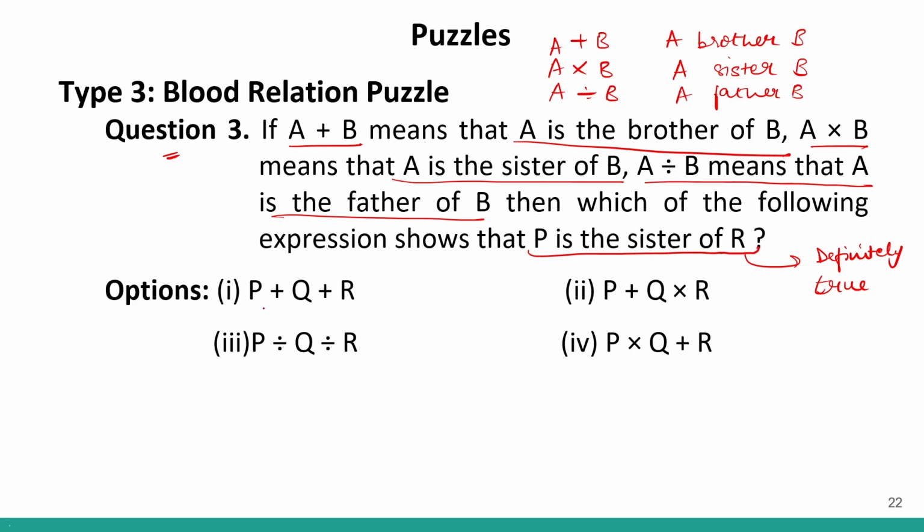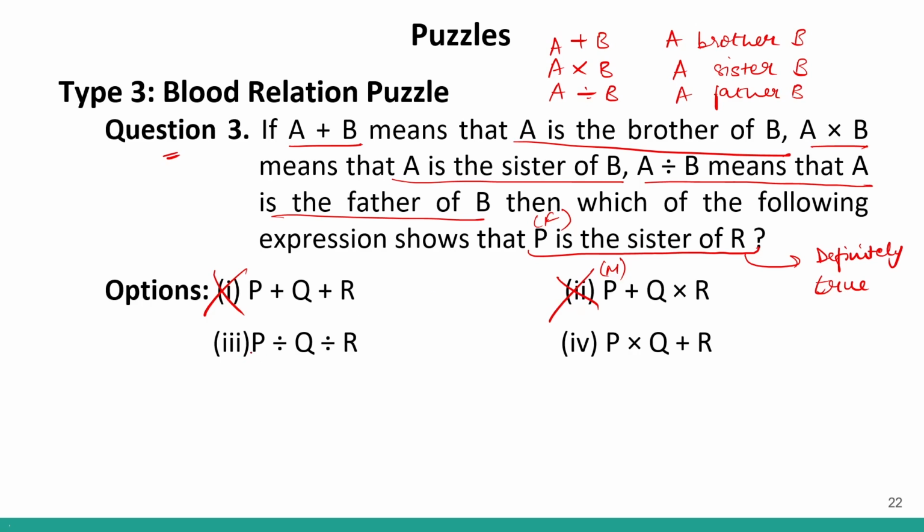Let us start with option number 1. P plus Q means P is the brother of Q. So P will be male. In the expression, P is the sister, so P must be female. In this we get P is male, therefore we can eliminate this option. Option number 2 says P plus Q again, so P is the brother, that means P will be male and we need P to be female, therefore we can eliminate option number 2 as well.